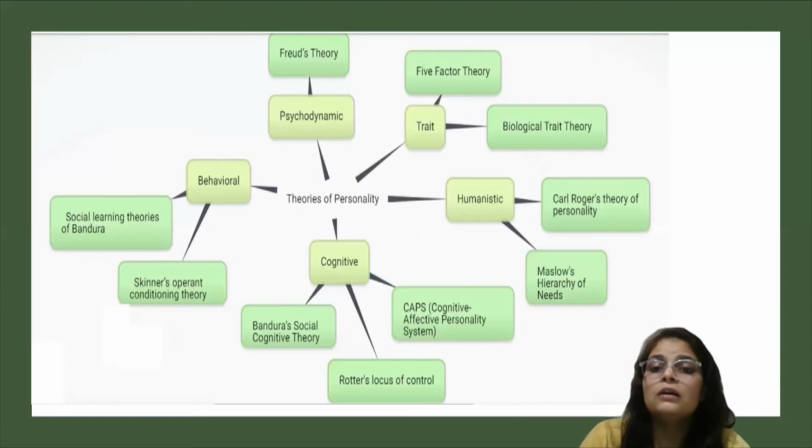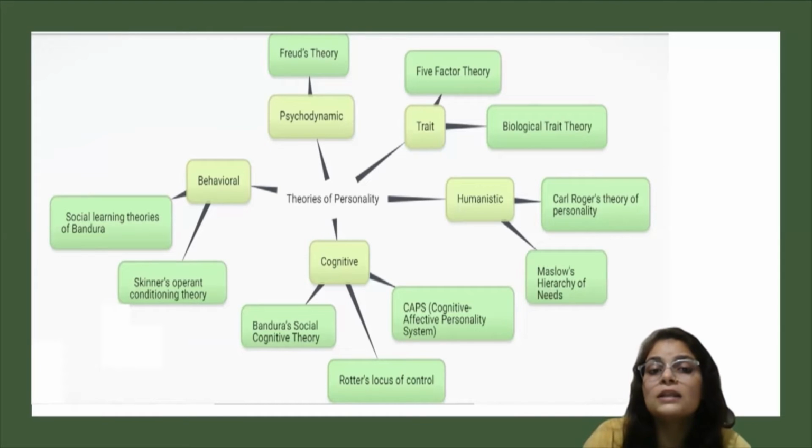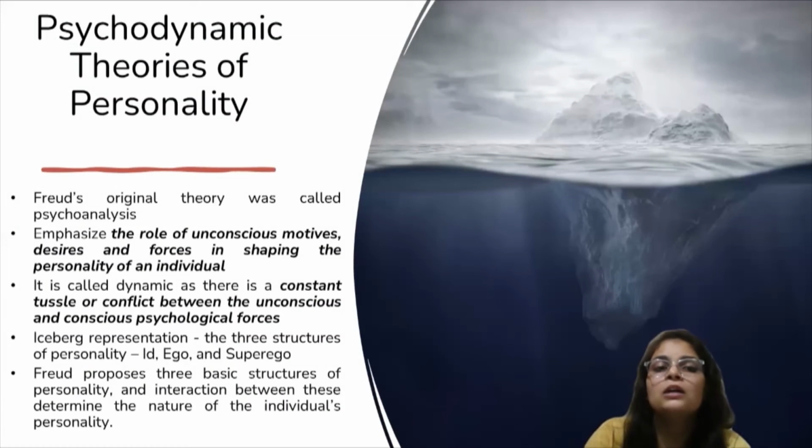Moving ahead, now we will learn about various theories of personality. There are various theories of personality in the psychodynamic, behavioral, cognitive, and humanistic schools of psychology. But the dominant one in explaining personality is trait theory. Let's move ahead with understanding each theory. First, we will learn about psychodynamic theories of personality.